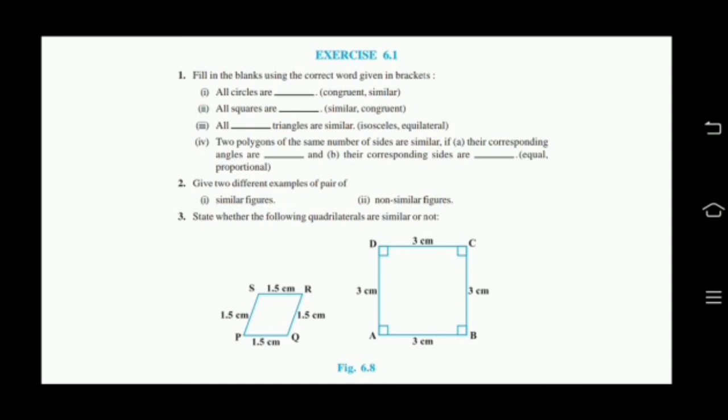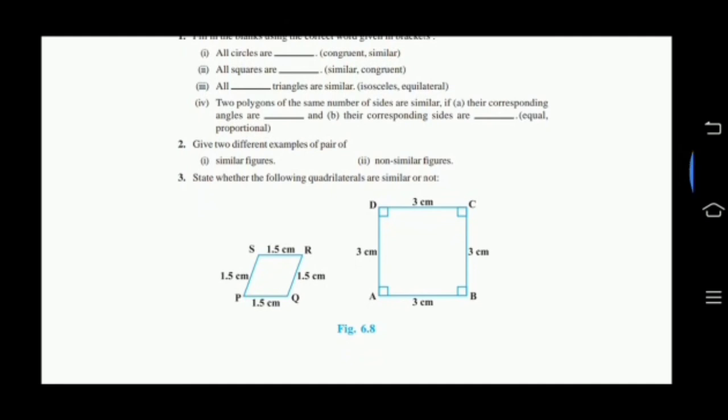Fourth one: two polygons of the same number of sides are similar if their corresponding angles are equal and their corresponding sides are proportional. That's what we have been discussing till now. Second question: give two different examples of pairs of similar figures and non-similar figures. Now it is your duty to observe around you in your day-to-day life and give me any two examples of similar figures and non-similar figures and comment below the video.